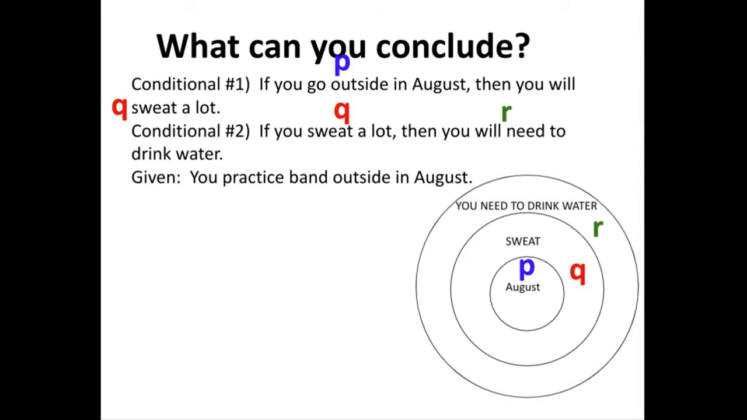I have to figure out where me practicing band outside fits in this little diagram. If it hits the bullseye, then I know that I can make the final conclusion about needing to drink water. So I'm practicing band outside in August. Before I go any further, let's cut out our middle part. If practicing band outside in August fits in that bullseye right there, that tells me I can make that logical conclusion.